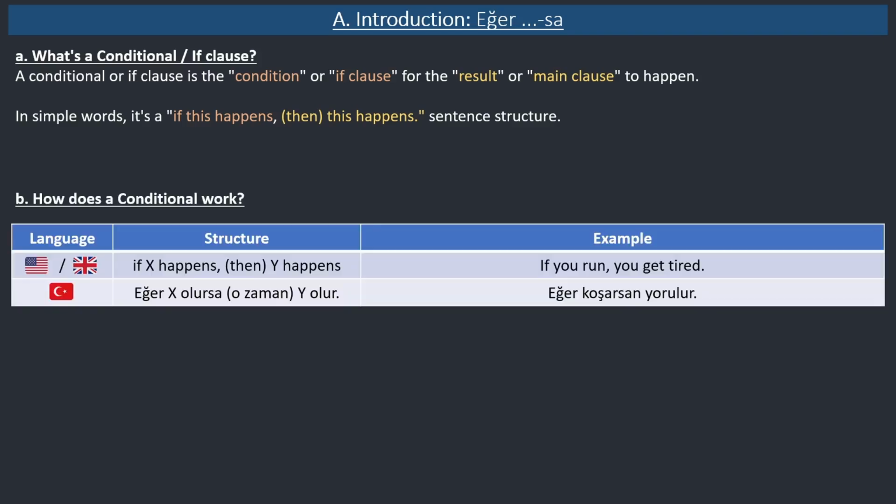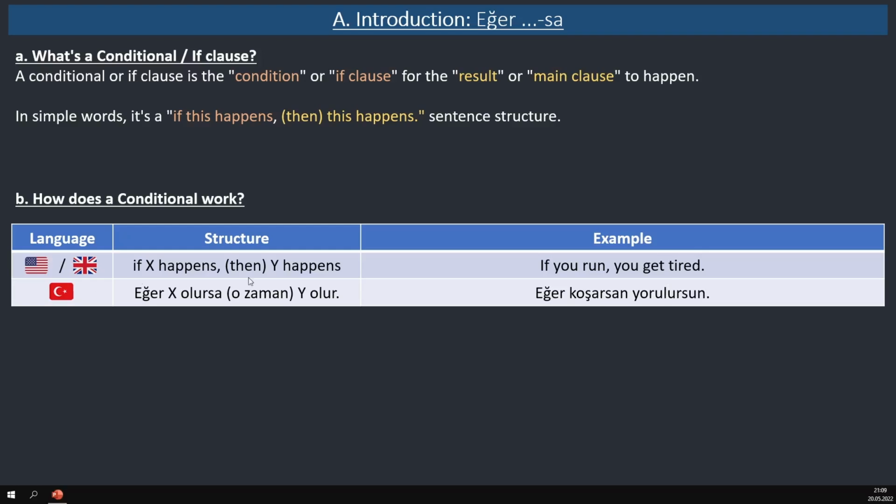And how does it work? I made this table to show the difference between English and Turkish, so you can see the construction in a comparison. If X happens, then Y happens. Like if you run, you get tired. And in Turkish: if X olursa, o zaman Y olur. Eğer koşarsan, yorulursun. There's a little typo here. Yorulursun. Koşarsan yorulursun. If you run, you get tired.